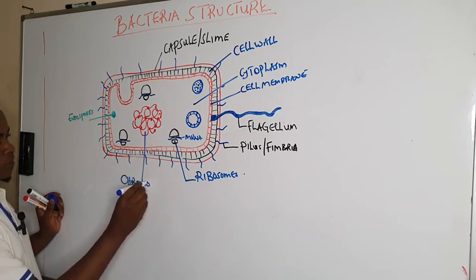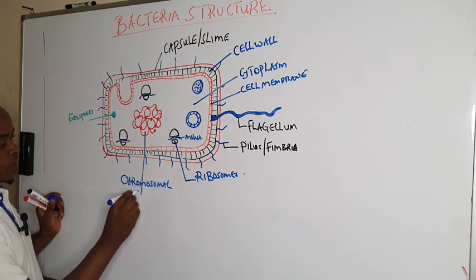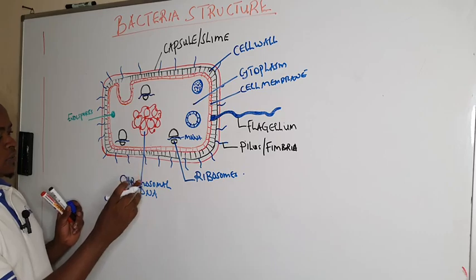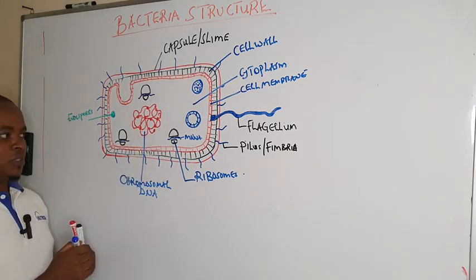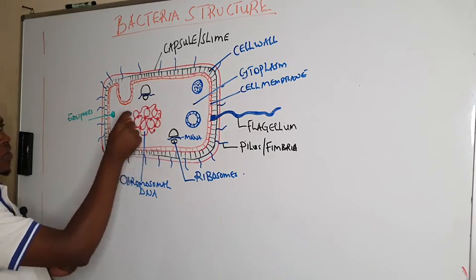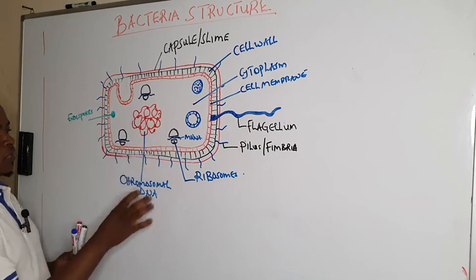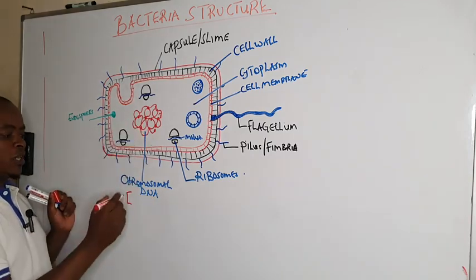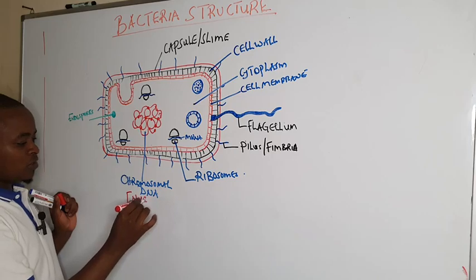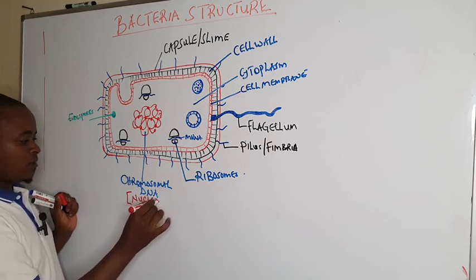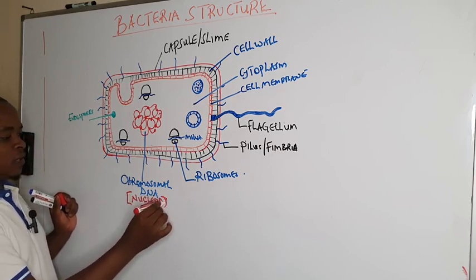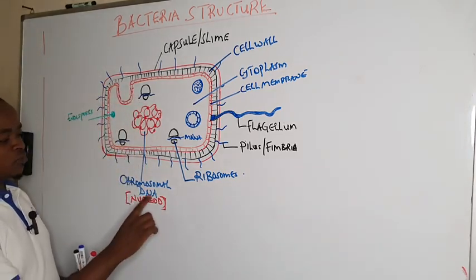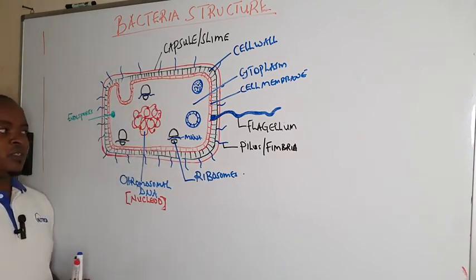This is chromosomal DNA. And this chromosomal DNA is always located within what we call the nucleoid. So the whole of this area where the DNA is located is what we call the nucleoid. So the chromosomal, which is the coiled DNA, is found within a region known as the nucleoid. And we have said that this prokaryotic bacteria lacks the nuclear membrane, but it has what we call the nucleoid, which is the location where it is found.